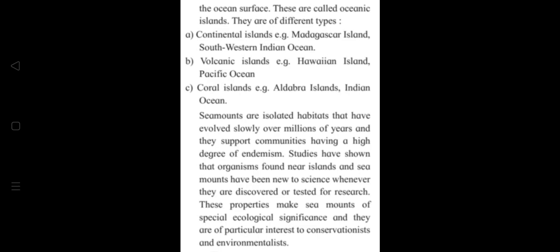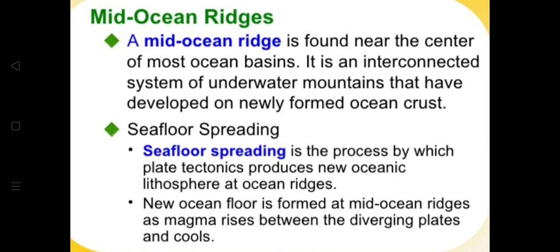We've spoken about oceanic ridges and plateaus. Besides, now when I talk about the mid-oceanic ridges, what is a mid-oceanic ridge?